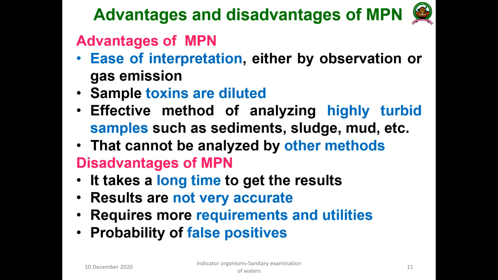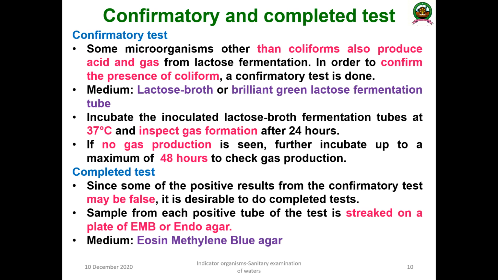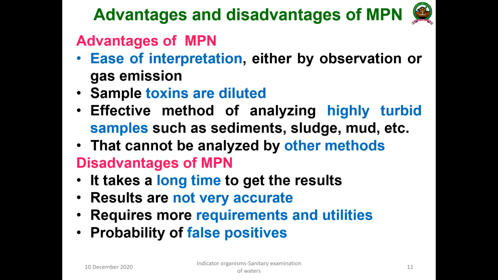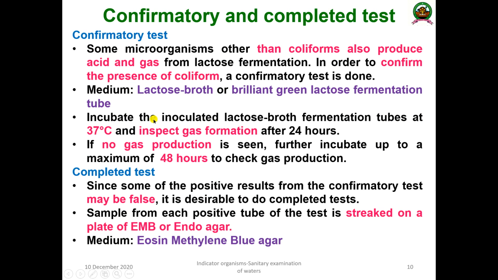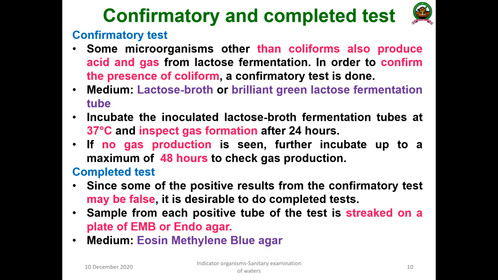This is known as the most probable number test, and there are a lot of advantages and disadvantages to it. First, what are the advantages? It's very easy to interpret. By simply looking at the tube, you can tell, either by direct observation or gas emission. If gas is produced, the tube will float over; it will not stay at the bottom. Sometimes, due to gas production, it will come out of the test tube. So that is very easy.